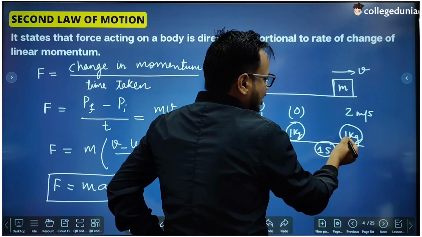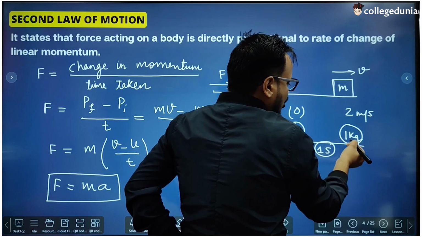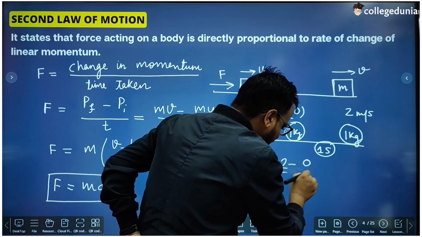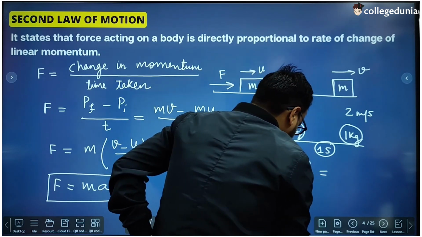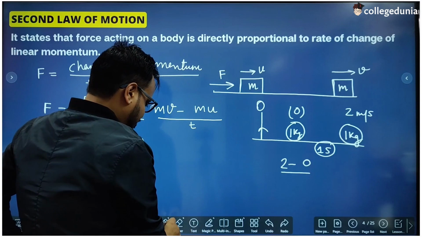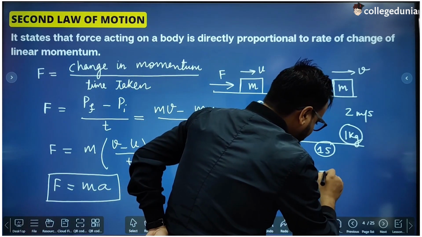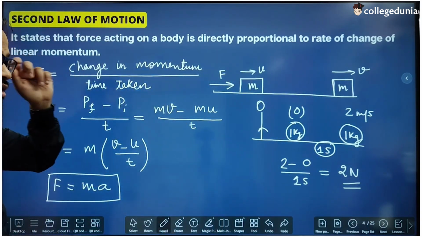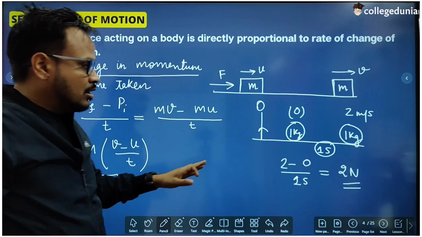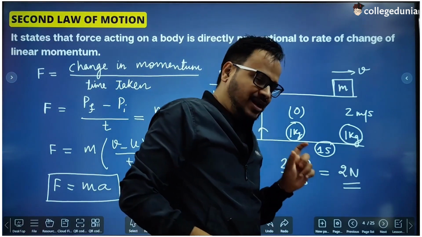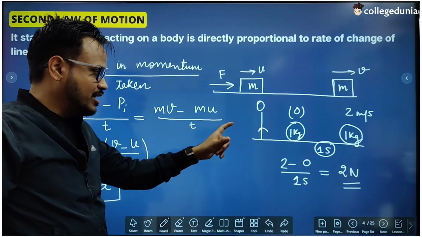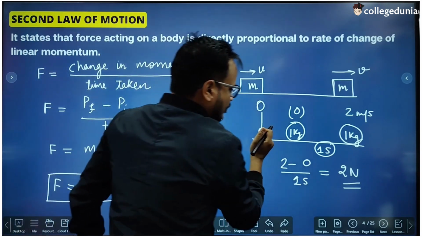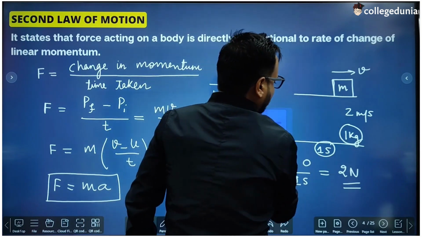Change in momentum: final momentum is m into v, 1 into 2, so 2, initial momentum is 0, divided by time taken, 1 second. So this force was just 2 Newton. SI unit of force is Newton, we are going to discuss that shortly. Okay, 2 Newton. Now let's take one more example. This force is 2 Newton, just keep that in mind.